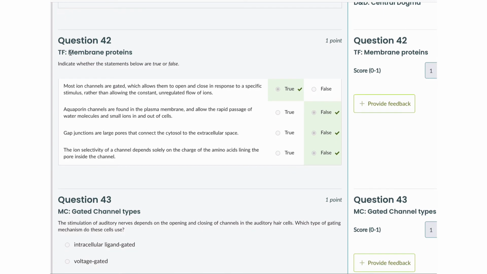Question 42. True or false? They're all false except for one. Most ion channels are gated, which allows them to open and close in response to specific stimuli, rather than allowing the constant unregulated flow of ions. That's true of gated channels.